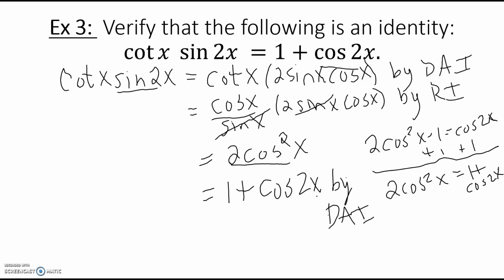So this is still what we've done in the past, verifying identities. It's just now we have new identities that we can use in the process, alrighty?